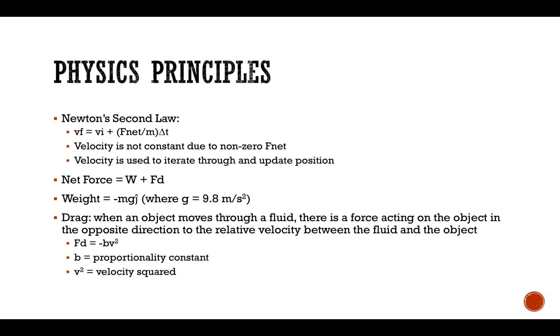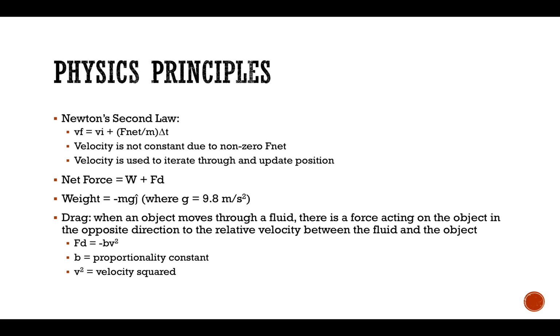Newton's second law, as seen in the form below, is derived from the momentum principle, where the final velocity is equal to the initial velocity plus the net force divided by the mass multiplied by the change in time. In this experiment, the velocity is not constant because the net force is non-zero. We have two forces acting on the object, the gravitational force and the drag force. The velocity is then used in the position update equation to update the position of the falling object. This then repeats with the final velocity being used as the initial velocity and the final position being used as the initial position to iterate through for the set period of time.